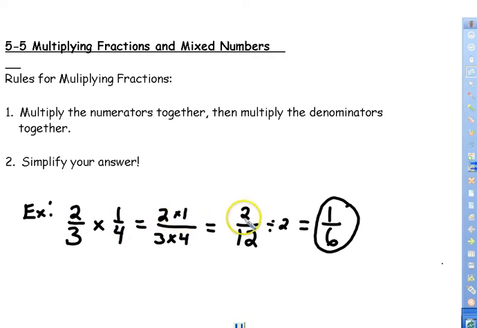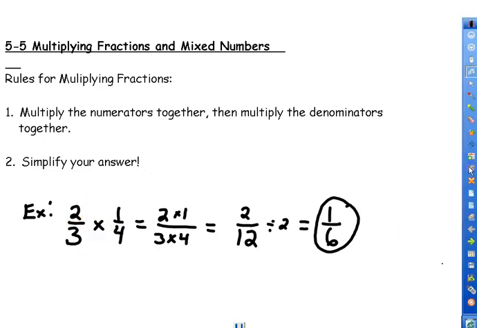2 times 1 is 2. And then multiplying 3 times 4, which is 12, and reducing then by 2 to get 1/6. Now I will say that there is a shortcut to reducing, and that is always looking at my diagonals when we have a multiplication problem. So these diagonals, if they can be reduced by a common factor, then we need to do so.